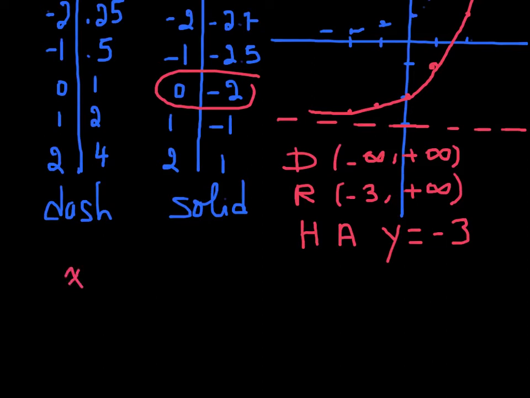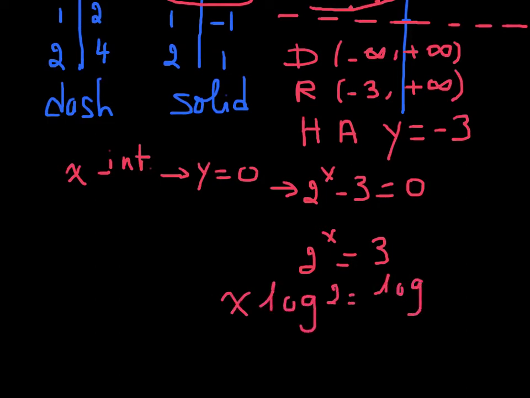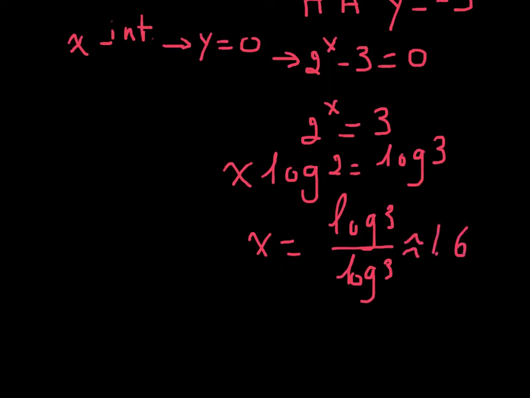How do we find the x-intercept? To find the x-intercept, make y equal to 0. If you make y equal to 0, you end up with 2 to the x minus 3 equal to 0. Okay, how do we solve this? We solve this one by making it 2 to the x equal to 3, and then taking the log of both sides. x log 2 is equal to log of 3, and then x is going to equal log 3 divided by log 2. If you go to your calculator and estimate this number, it should be a little over 1.6.